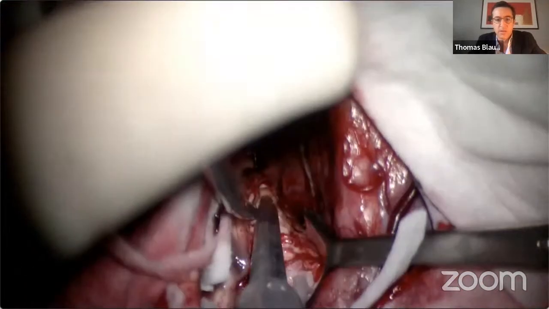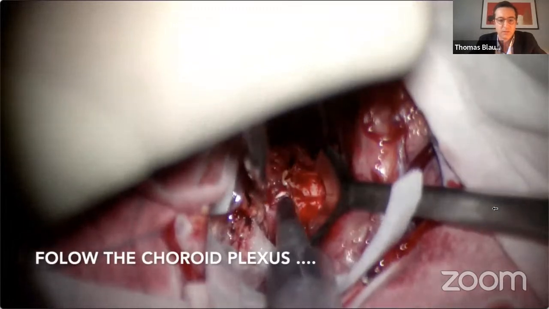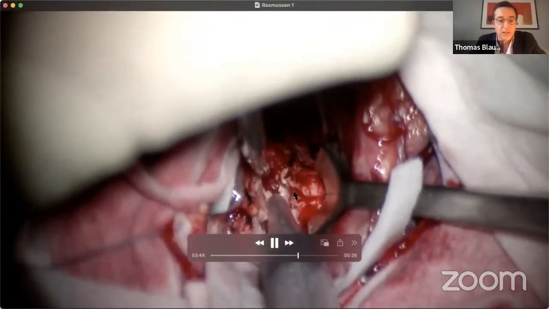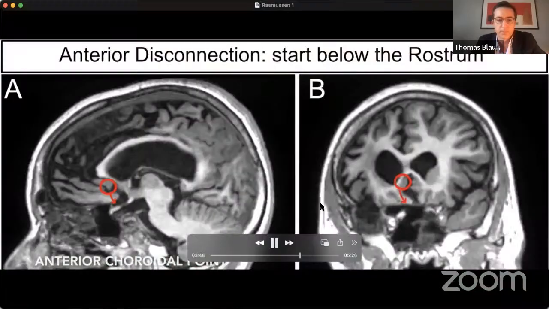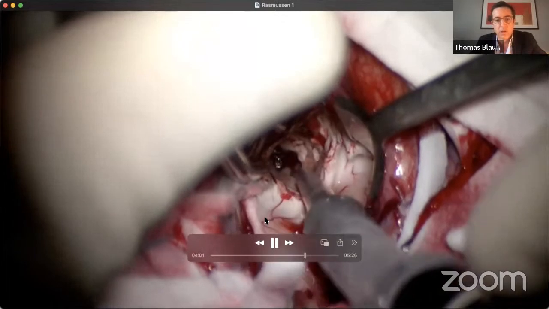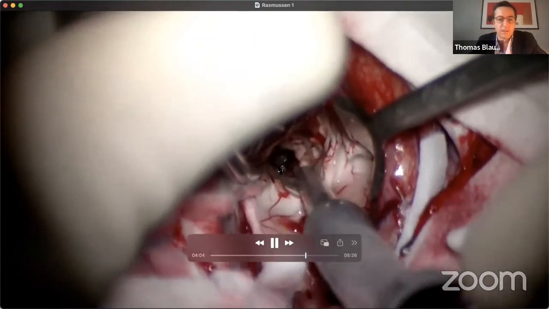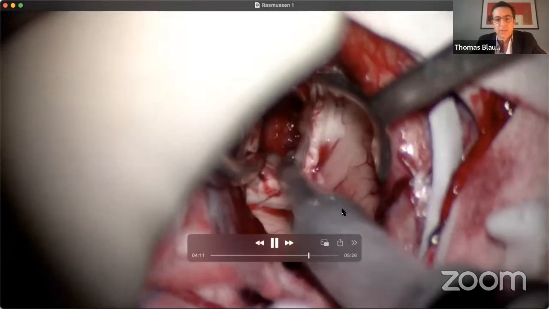Once this is done, then it's time to perform the anterior disconnection. So the choroid plexus will lead you to the anterior choroidal point in the temporal horn. Once you've done this, you start in the subgenual part, and as you've done the complete callosotomy, it's pretty easy to go in the subgenual part. So you have here the foramen of Monro, here the fornix, and we are just in front. And you will see the pericallosal artery that you will follow until the frontal base at the posterior part of the gyrus rectus.